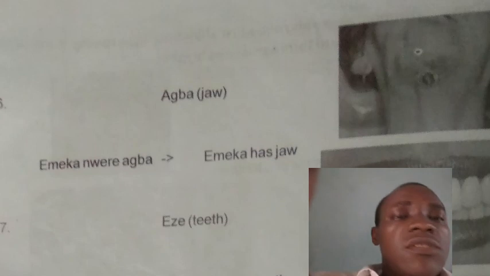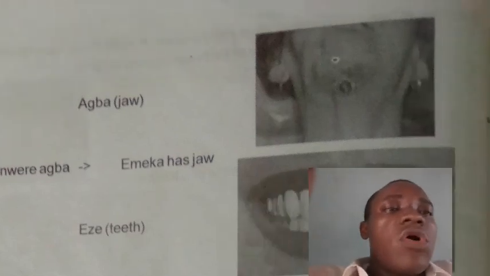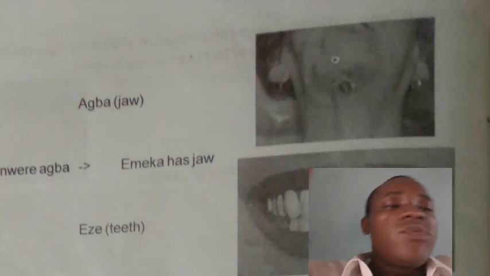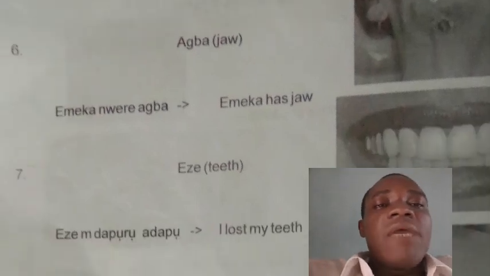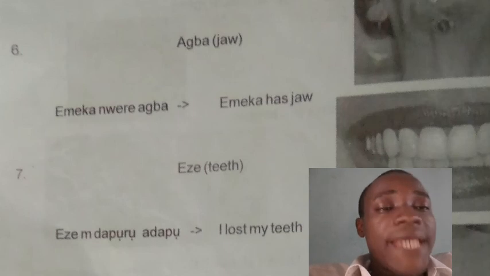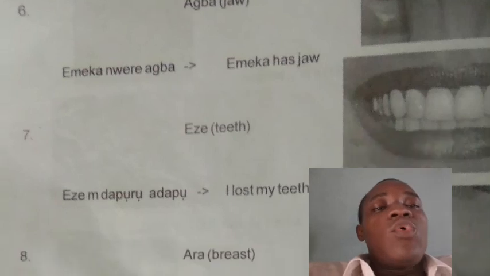More sentences coming up. We have the picture, the jaw, which is agba. Let's use it and make sentence. Emeka nwere agba. The English translation says Emeka has jaw. So nwere is has in English. Then jaw is agba. Okay.